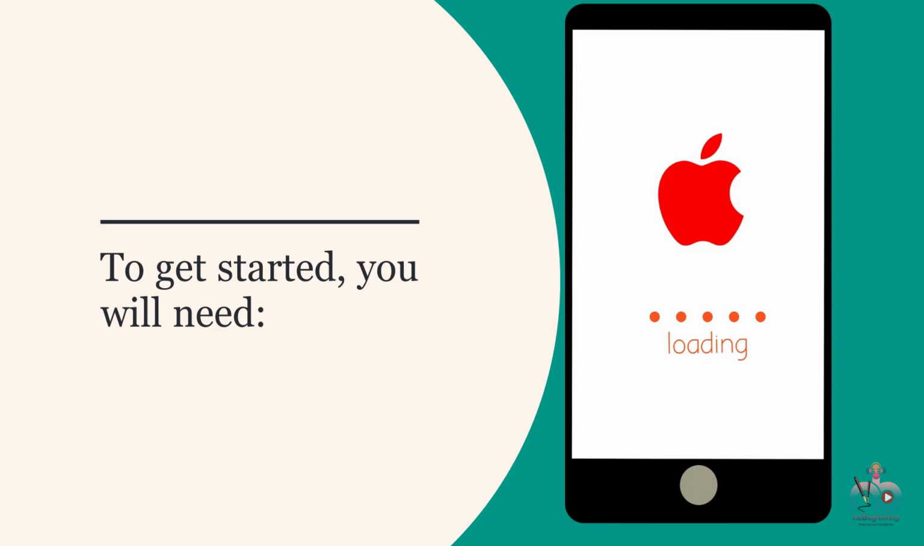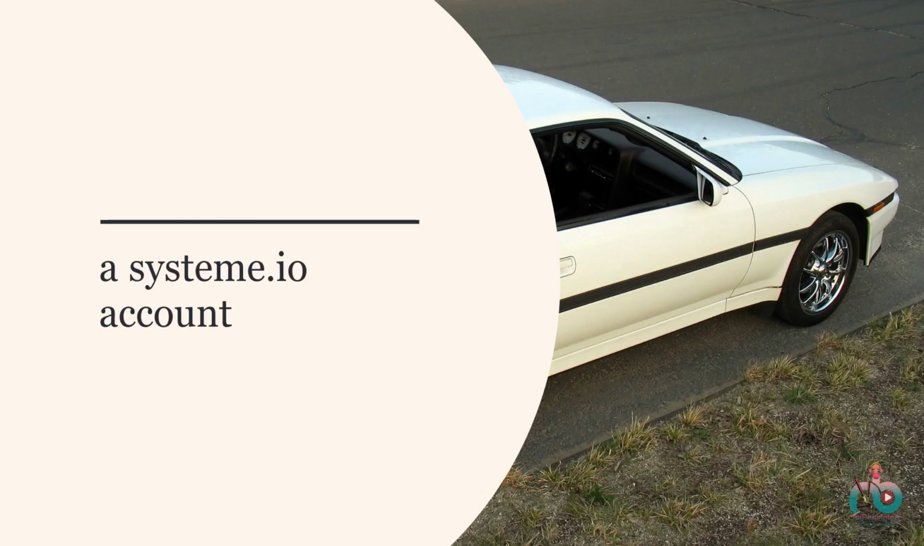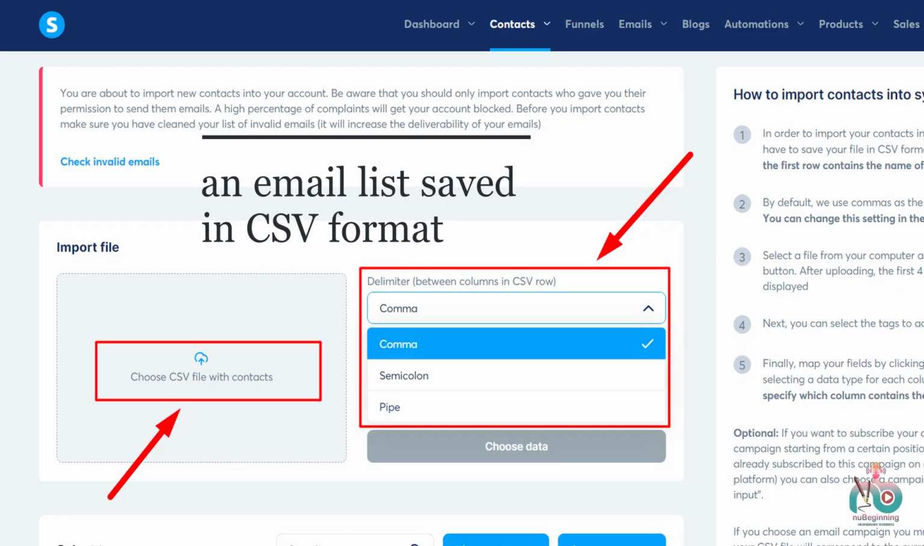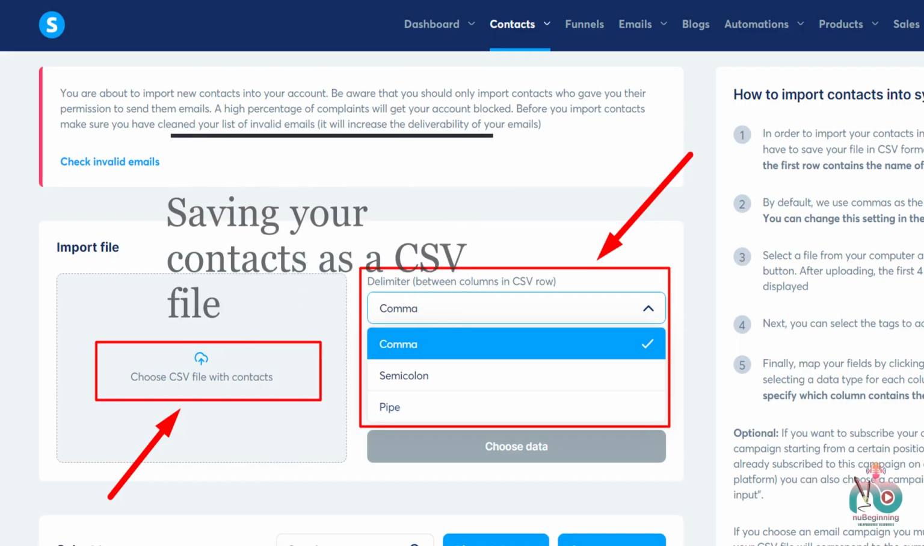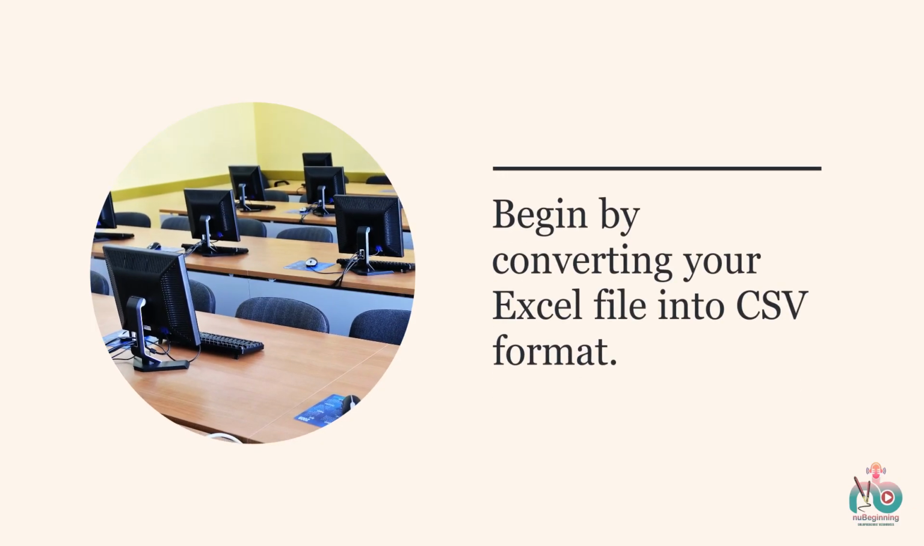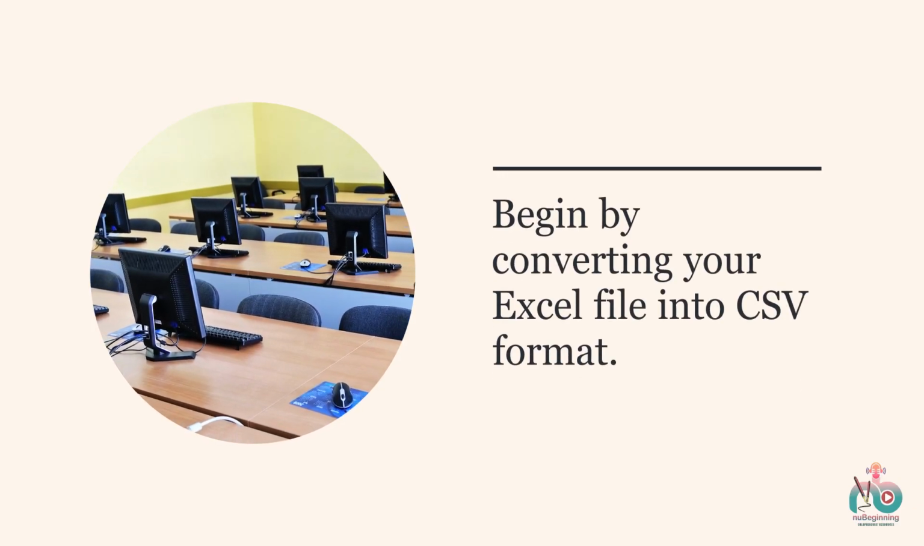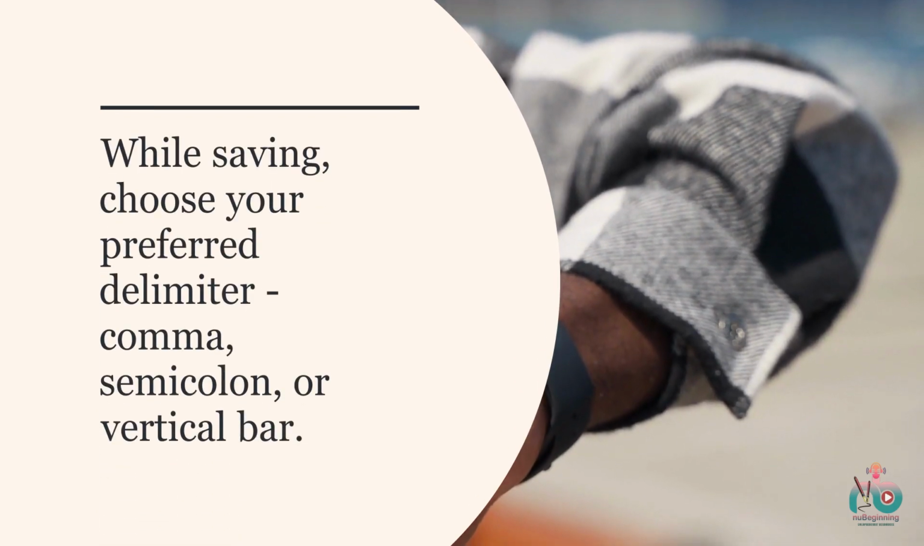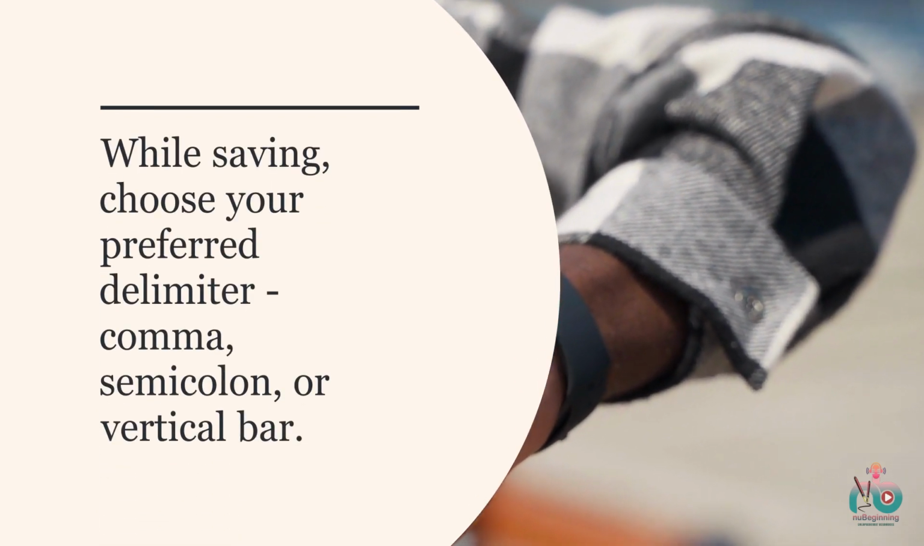To get started, you will need a System.io account and an email list saved in CSV format. Begin by converting your Excel file into CSV format. While saving, choose your preferred delimiter: comma, semicolon, or vertical bar.